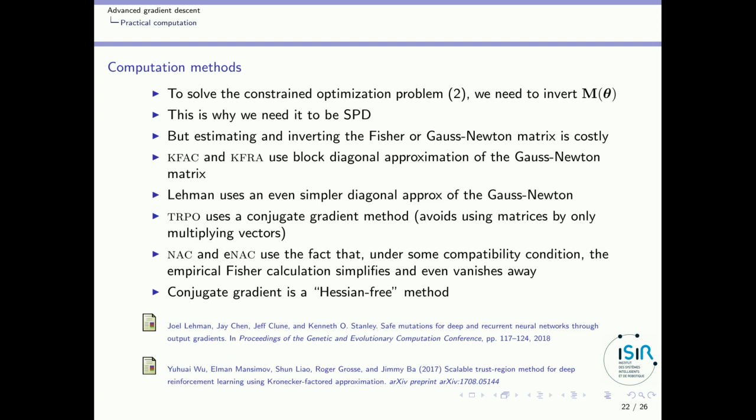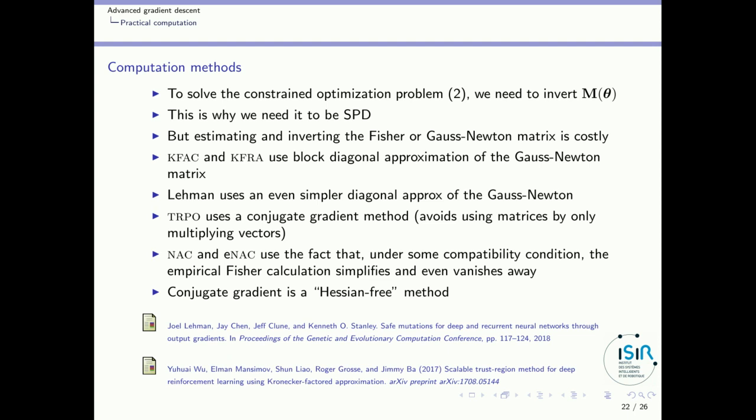In fact, they use a conjugate gradient method, where you are just doing some vector multiplication, so you avoid using matrices. Okay, so you don't have to represent this too large matrix corresponding to neural networks. And finally, natural actor critic and episodic natural actor critic use a mathematical fact, which is that under some compatibility condition, the empirical Fisher calculation just simplifies and vanishes away. So you can compute a natural gradient step without computing the Fisher matrix.